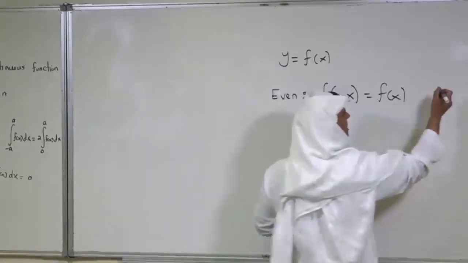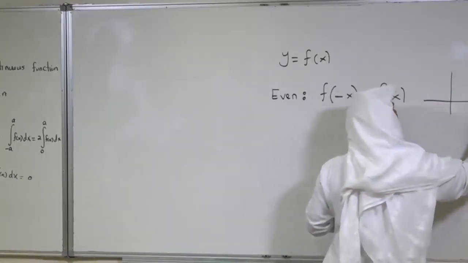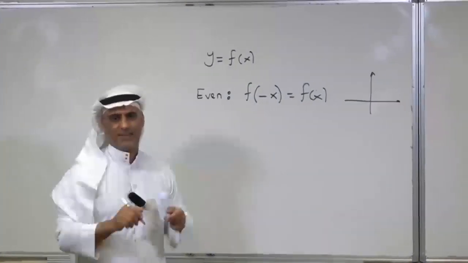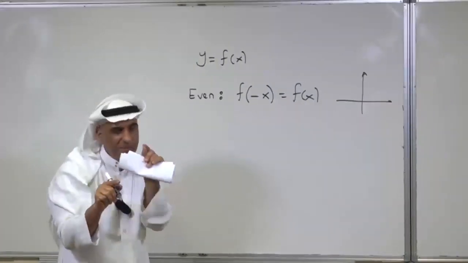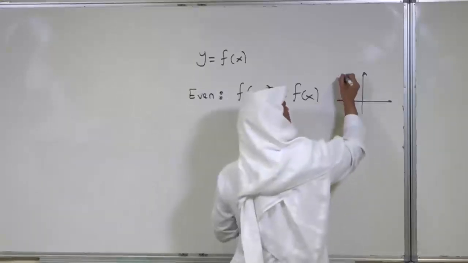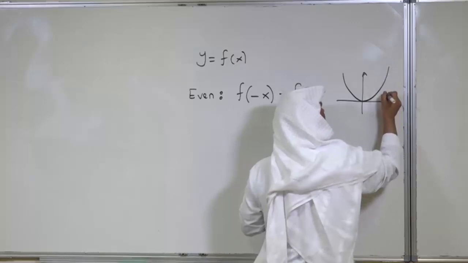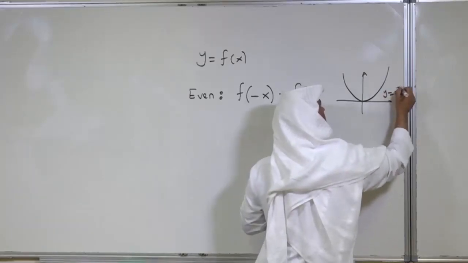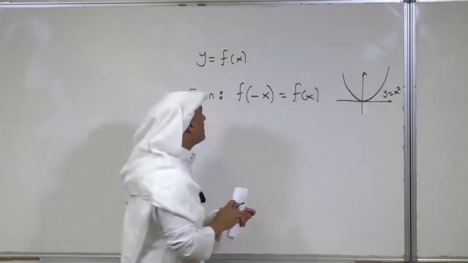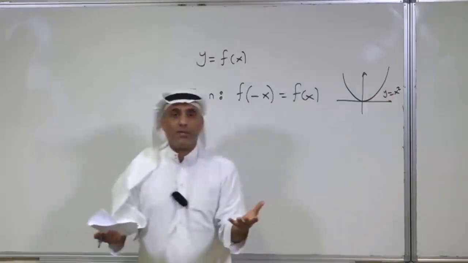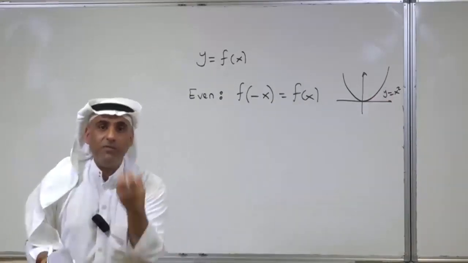What does it mean geometrically? F of minus x equal to f of x means the function is symmetric around the y-axis. Typical example: y equal to x squared. Y equal to x squared is an even function because it is symmetric around the y-axis, and also if we replace x by minus x, the same function will be gained. So that is called an even function.